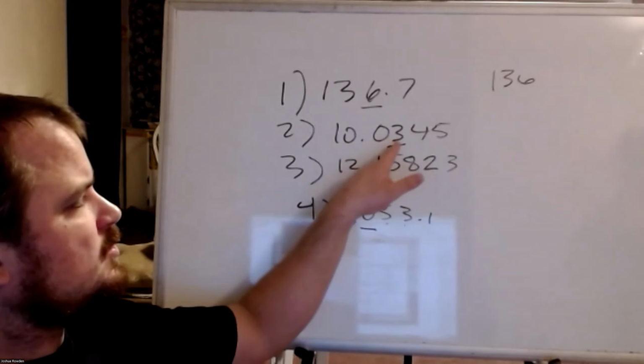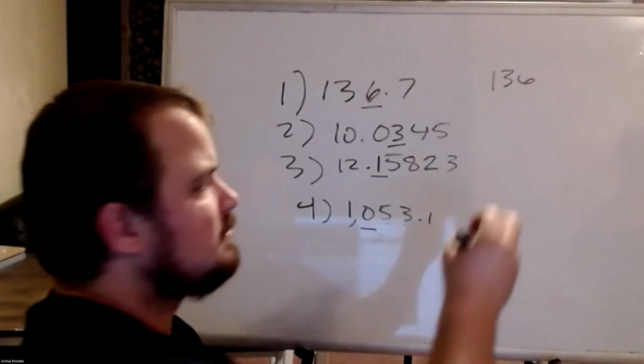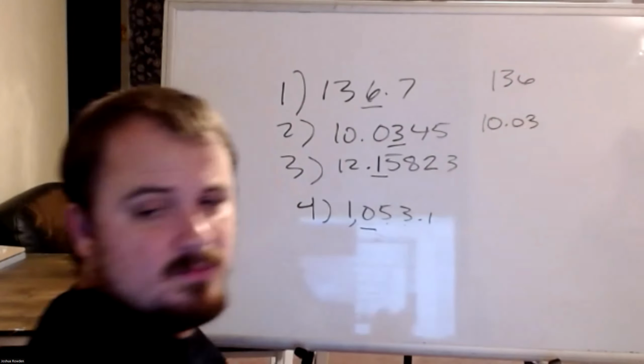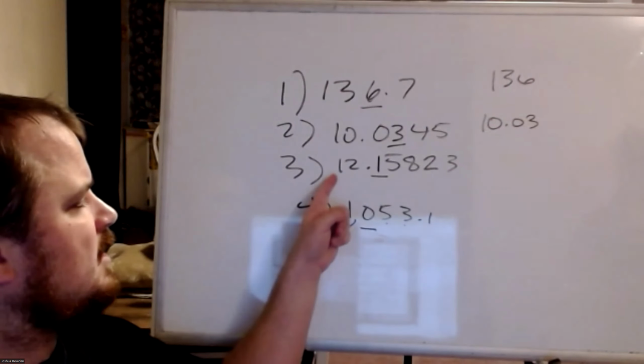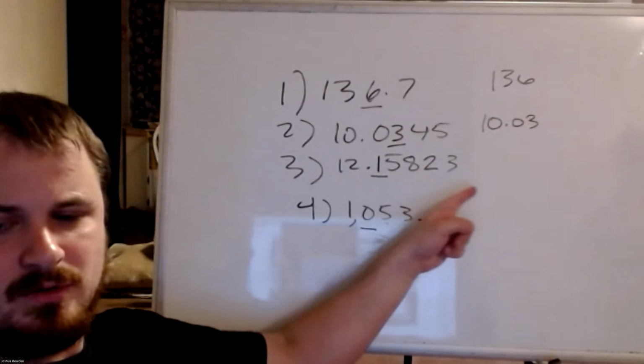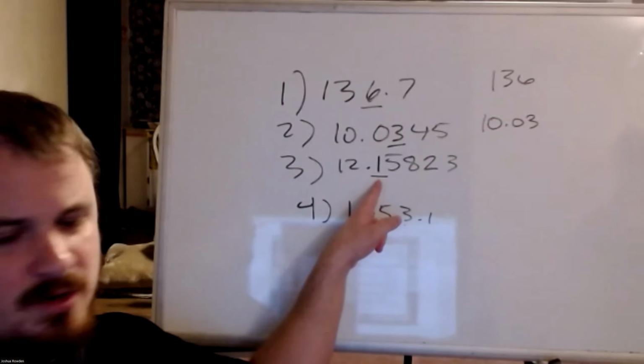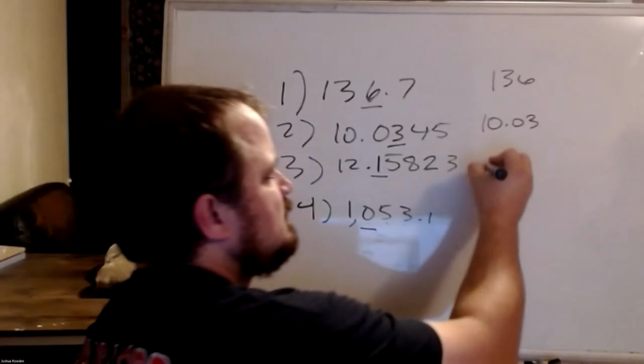10.0345. To the right of that's a 4, so we'll round down. So 10.03. 12.15823. We're keeping at the 10th place. So what we're going to do here is make it 12.2.